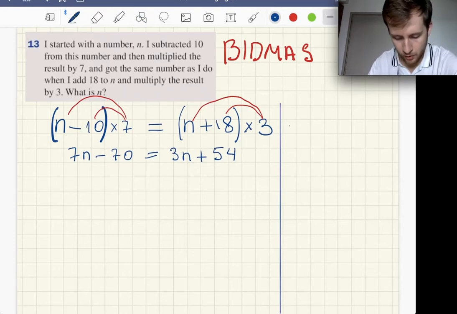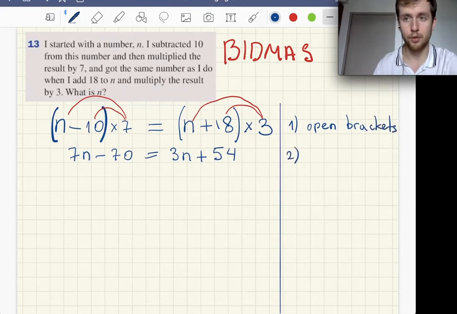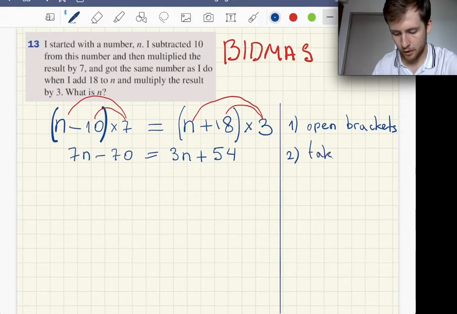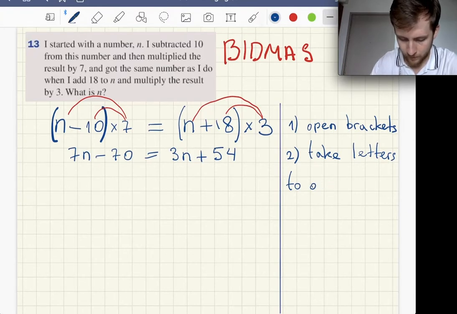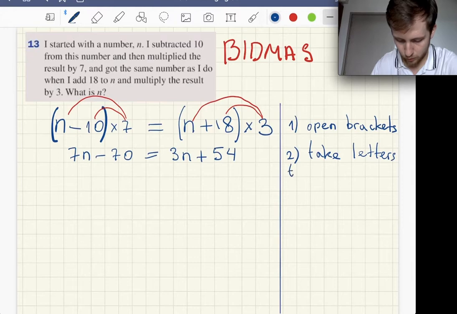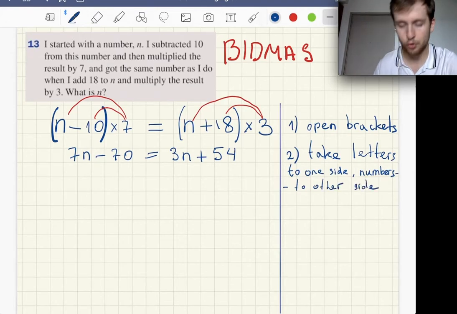So first we open brackets. Second action we have to do is we have to take letters to one side, numbers to the other side. Maybe let's write it. Okay, I will try to make it smaller. So letters go to one side, numbers go to the other side.